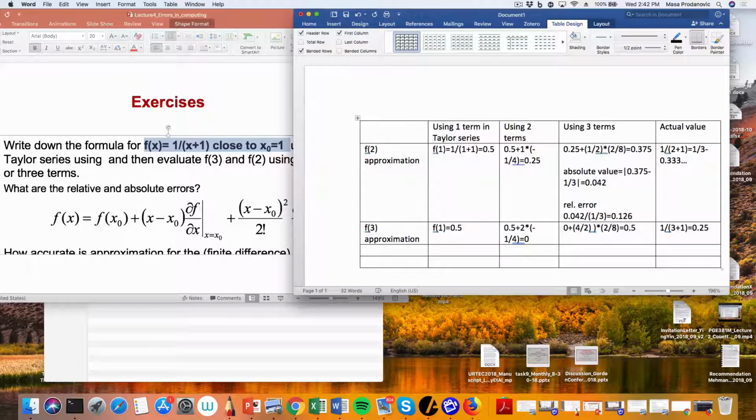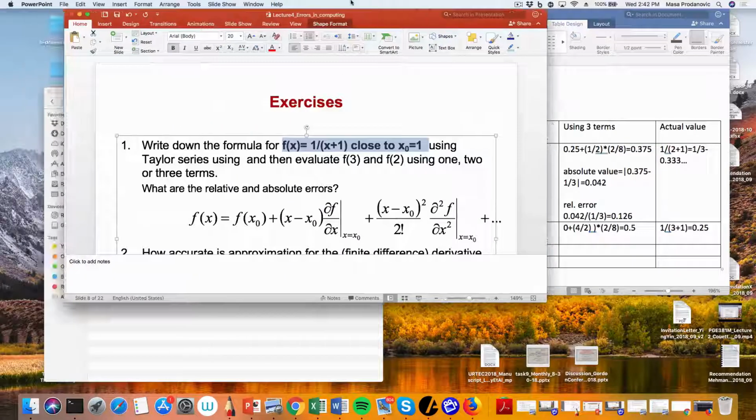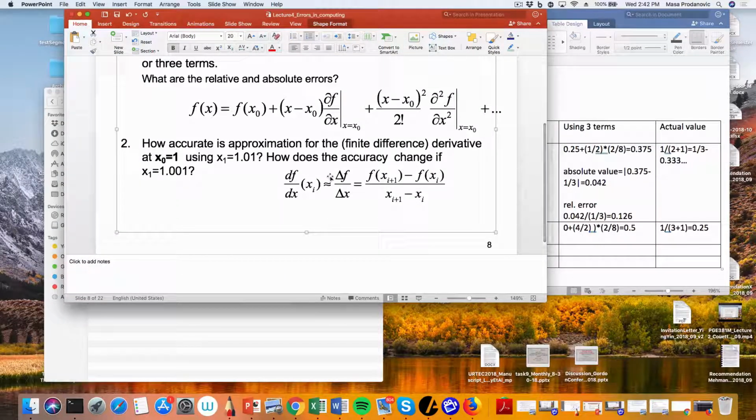So again, I have an approximate formula. I truncate it somewhere. Based on how much I truncate it, I get a better or worse result. And the way I measure how good or bad that result is, is by calculating absolute error and relative error. You could do a similar example with finite difference. Okay. So let's do that one as well.